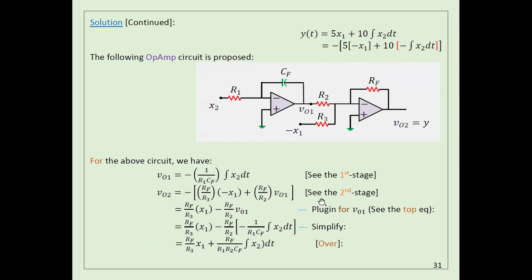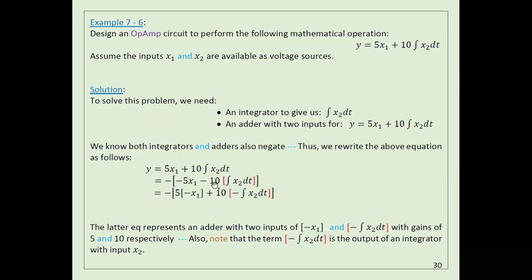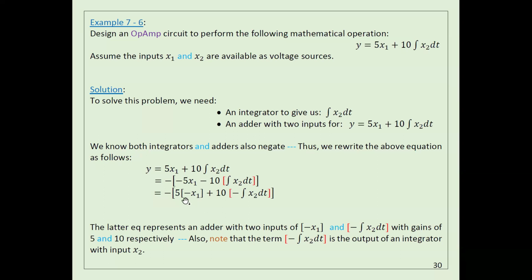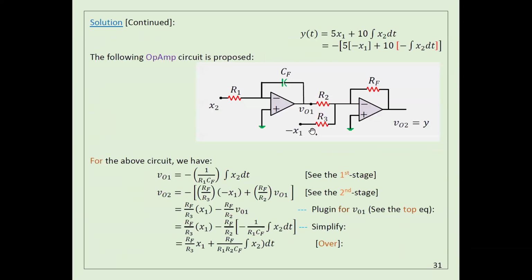So if you go back and see how the adder works, when you do the addition, number one, you multiply by negative here. This is number one. Number two, the input you have here, you have to multiply by Rf divided by R3. So in order to get this part here, I have to make sure 5 is equal to Rf divided by R3. You know what I'm saying?